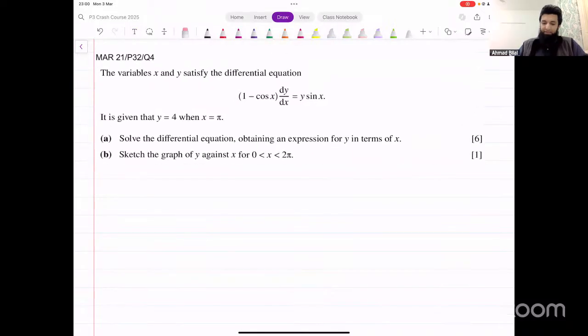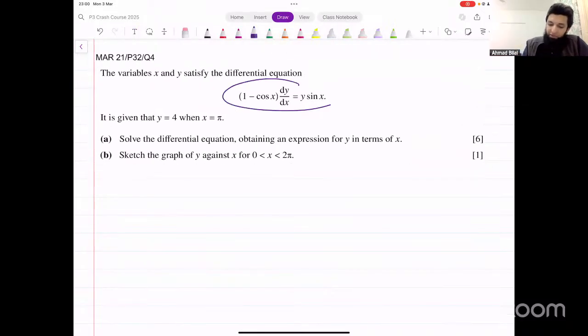The variables x and y satisfy this differential equation. It's given that y is equal to 4 when x is equal to pi. Solve this differential equation, obtaining an expression for y in terms of x. Okay, so now how do we think about this? The first thing that we have to do is separate the variables. Okay, that's what we always do when solving differential equations. Let's separate the variables. Now, how do you think about that?